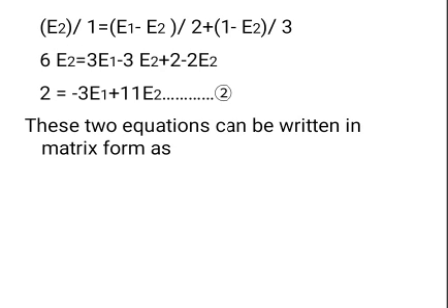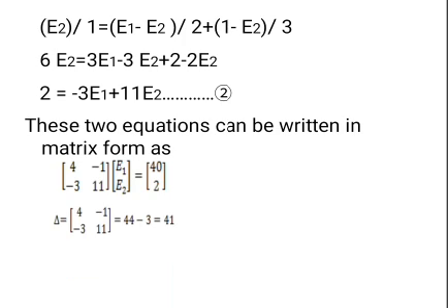These two equations, equation 1 and equation 2, can be written in matrix form. On the left hand side of the system we have the coefficient matrix, that means the coefficients of E1 and E2, and on the right hand side the answer values, which are 40 and 2. Next, let delta be the determinant of the coefficient matrix of the above system.